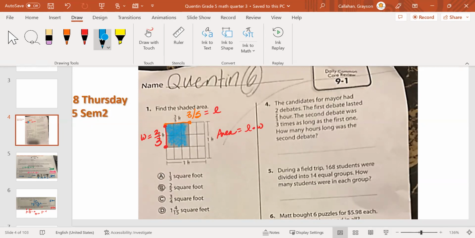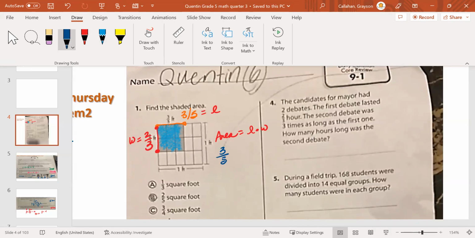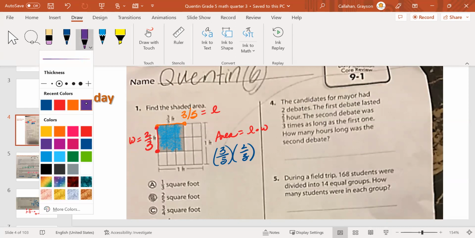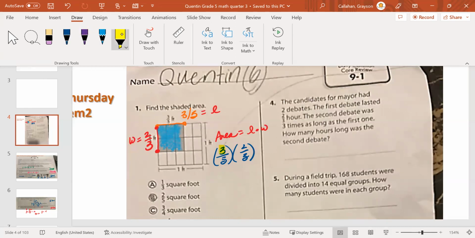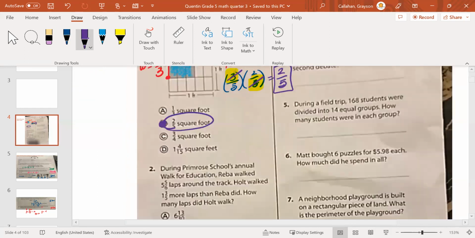Do you see that? So what we're going to do is we're going to go ahead and take 3/5 times 2/3. Now, when you look at this right here, is there anything that you can cancel that's top and bottom? Yeah, 3 on top, 3 on the bottom. If you have a 3 on top and 3 on the bottom, you can cancel. Yeah, so then that gives you 2/5. Okay, so your answer is 2/5 square foot. So that's good. Question number 2.